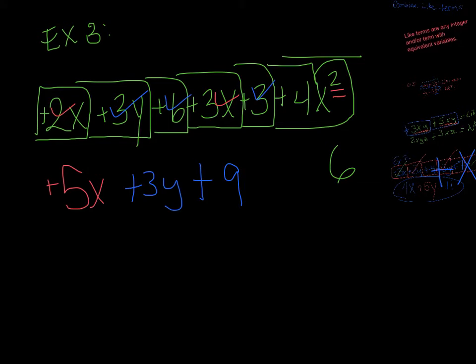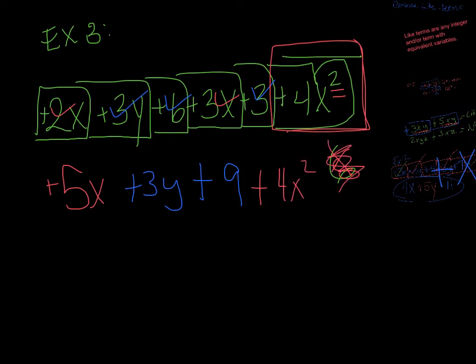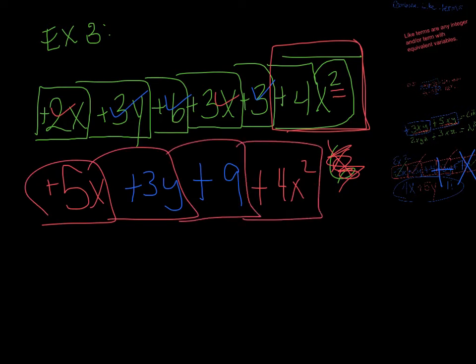And unfortunately, we have one term left over here, hanging out all by itself, but there's no other one, so that means there's no match, there's no like term, so we just drop it down into our expression. So we have 4x squared. So now we have 1, 2, 3, and 4 terms, which we call a polynomial.